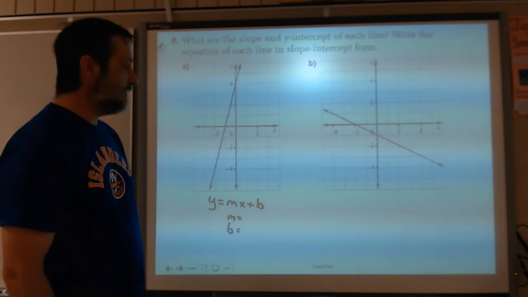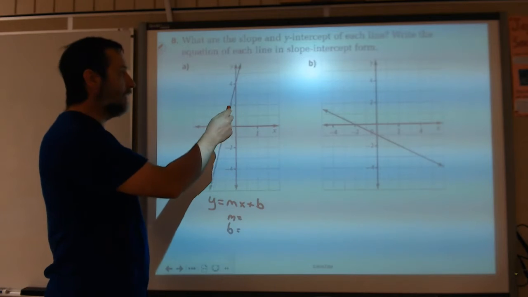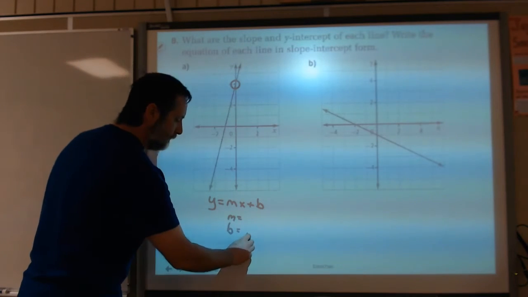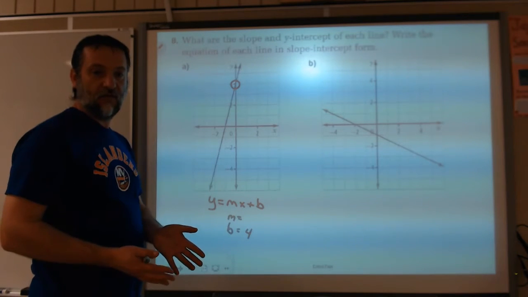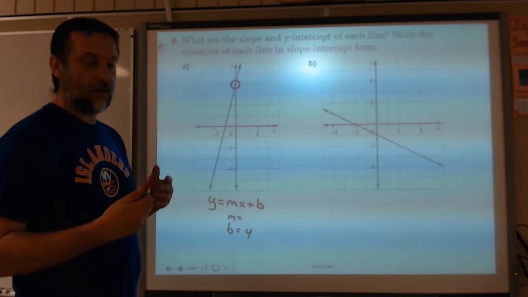This should be very easy for the b value, right? B value is y, and where does this line hit our y-intercept? And it's right there. It's at 4. How do we find the slope? There's a formula we can use to find slope. We can use that, or we can just use our common sense.